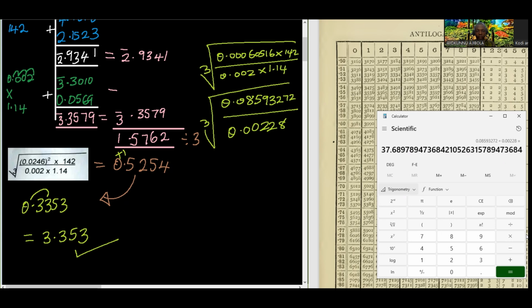Then I will find the cube root. So second function in cube root. This gives me 3.3528. If we stop it at three decimal places, what we have there is going to be 3.353.